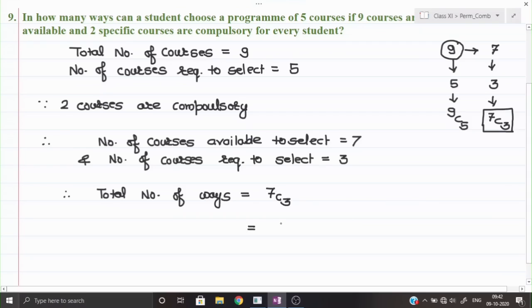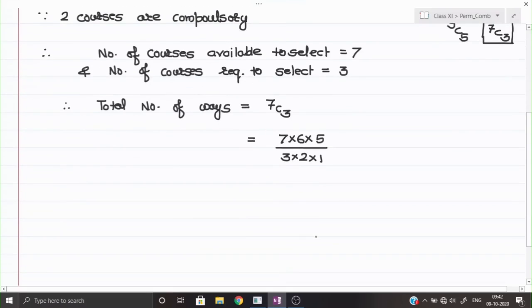Now let us simplify. This will be 7 into 6 into 5. We shall expand till 3 places upon factorial 3, so 3 into 2 into 1. Okay, now we shall simplify a little further. 3 and 2 will become 6, and 6 I can cancel. So it will be equal to 35.